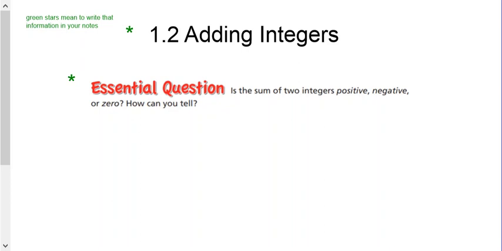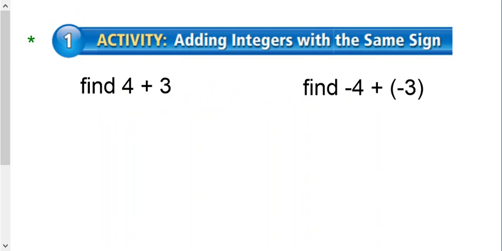And here we go. So first we're going to look at adding integers with the same sign. Okay, and the sign is referring to the addition or subtraction, or positive or negative sign. So when we look at the first example here, find 4 plus 3. Okay, we've all done that. 4 plus 3 will give us 7.